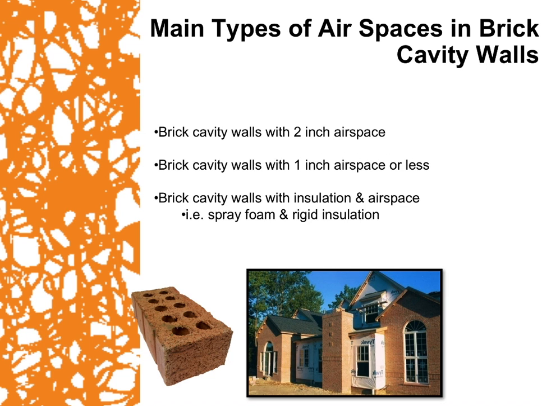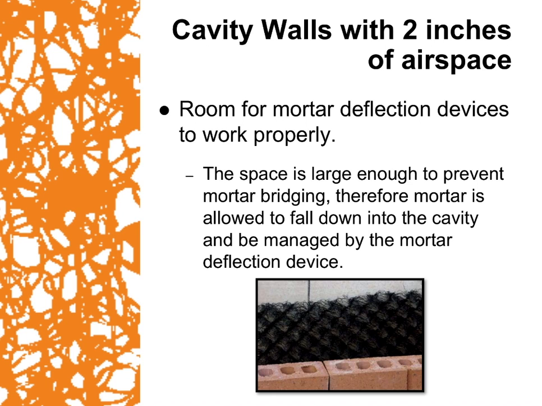Main types of air spaces in brick cavity walls. Brick cavity walls with 2-inch airspace, brick cavity walls with 1 inch of airspace or less, brick cavity walls with insulation and some form of airspace. Cavity walls with 2 inches of airspace. These types of walls have room for mortar deflection devices to work properly. The space is large enough to prevent mortar bridging, therefore mortar is allowed to fall down into the cavity and be managed by the mortar deflection device.